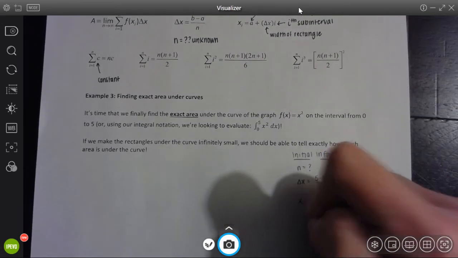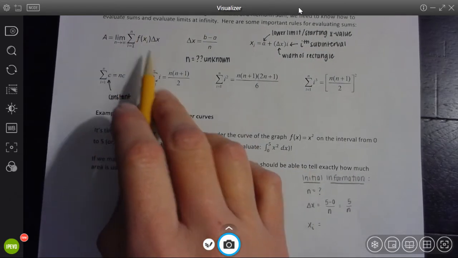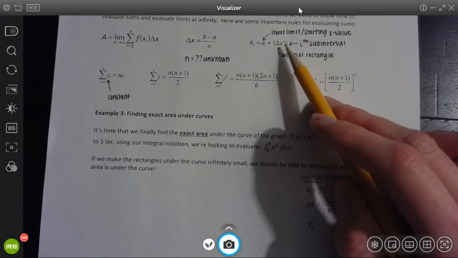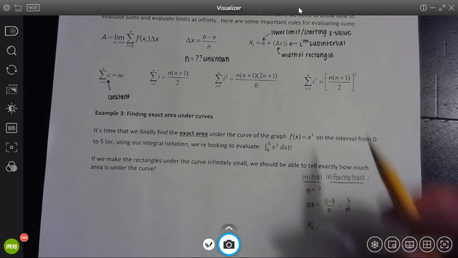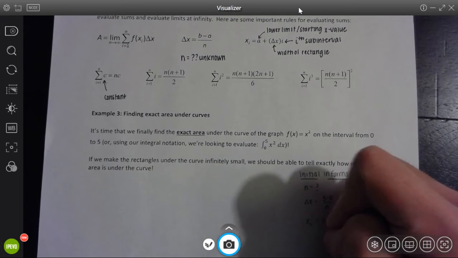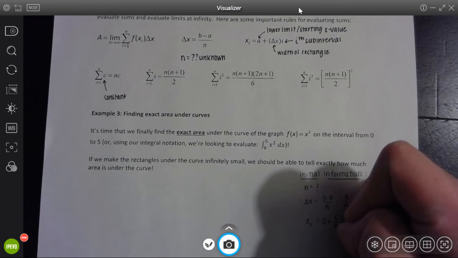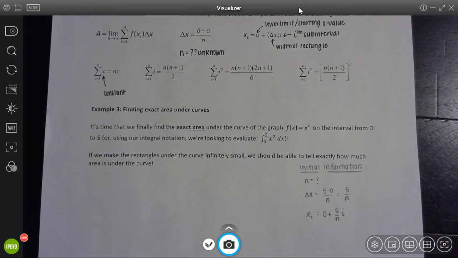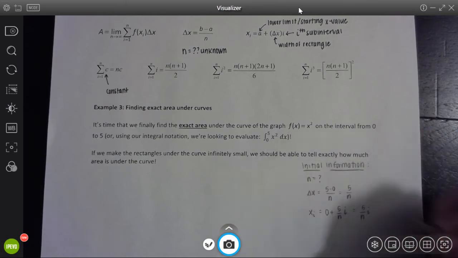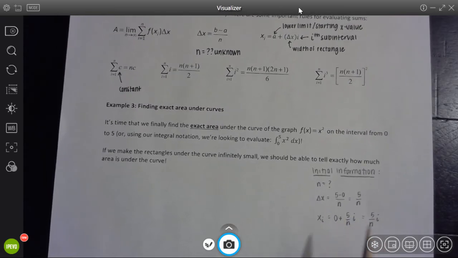And then we need to know about this x sub i, because we know that that's an element of our formula up here. So we said that x sub i is a plus delta x times i. Our lower limit, or our starting x value in this particular function, is 0. Our delta x we just calculated to be 5 over n. And then this i is just going to be carried over almost like a variable. So this x sub i can be simplified to 5 over n times i. So these are the pieces that we need in order to get our setup.